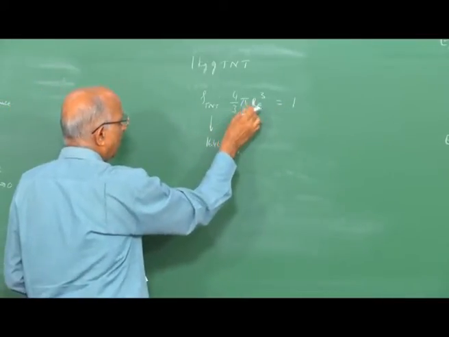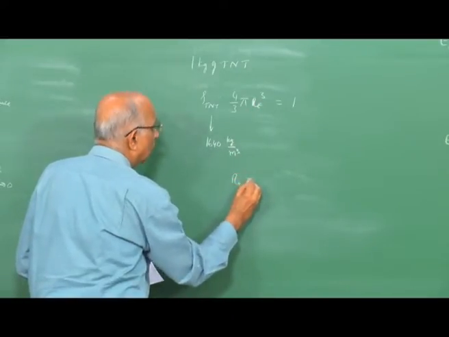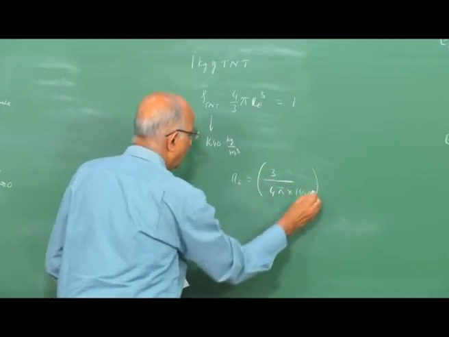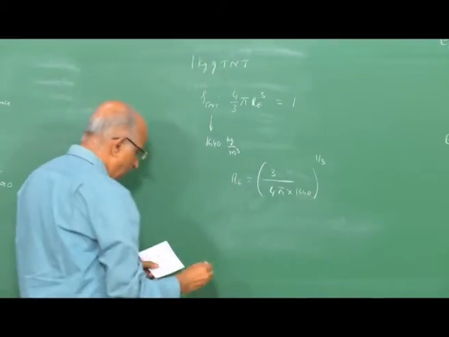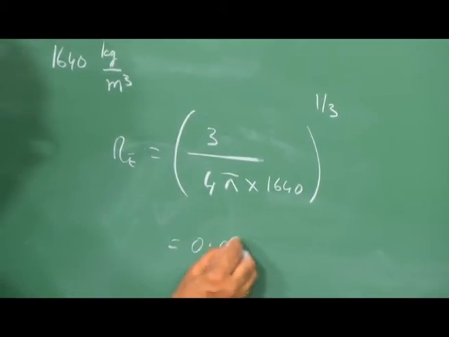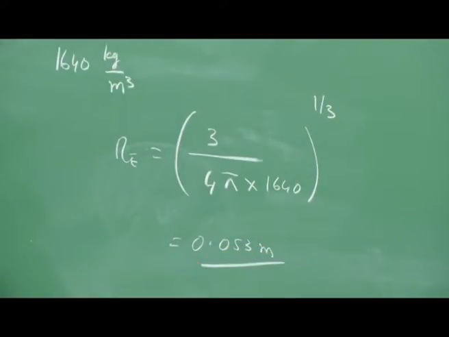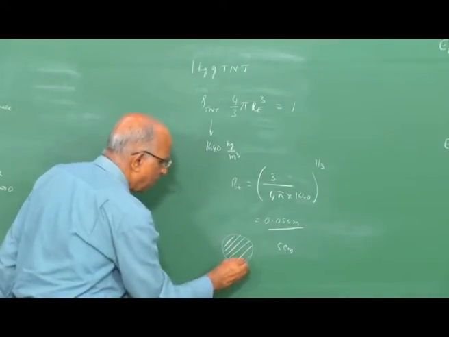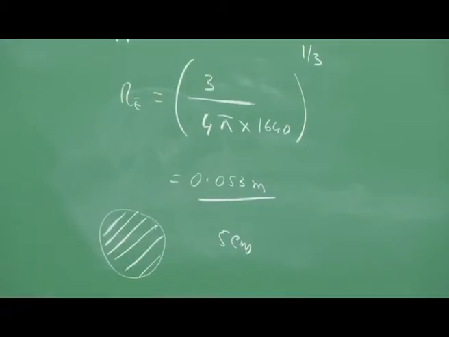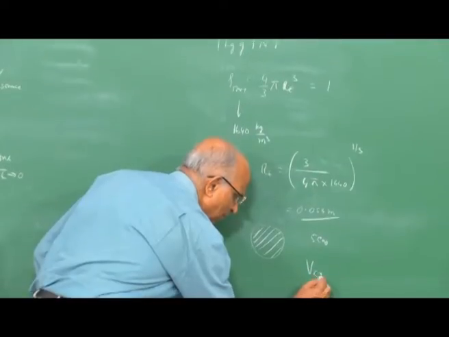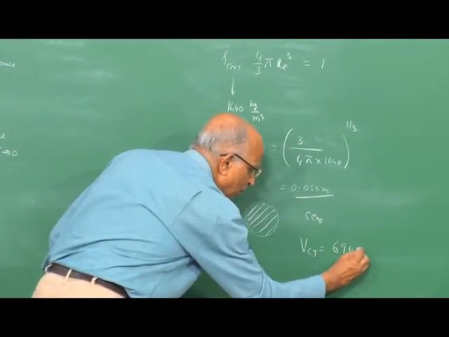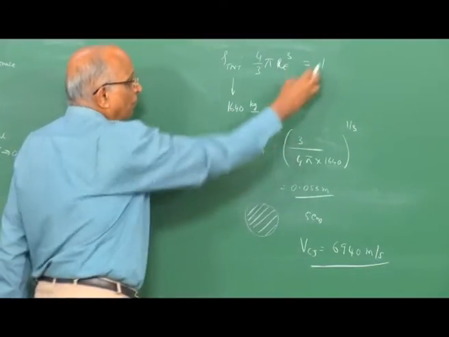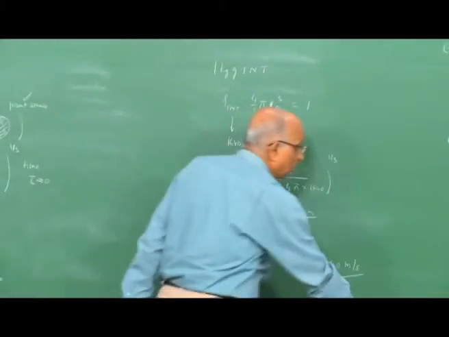And therefore, if the mass of TNT is 1 kg, I need to calculate the value of Re. Re is equal to 3 divided by 4 pi into 1640, so many meters, to the power 1 by 3, and what I get is something like 0.053 meters. That means the radius is something like 5 centimeters. And since we are talking of detonation of this TNT, the detonation velocity of TNT, VCJ, that is the Chapman-Jouguet velocity of detonation, is something like 6940 meters per second. Therefore, the time taken to detonate this solid of mass 1 kg is something like, I have 5 centimeters, let us put an order of magnitude here.